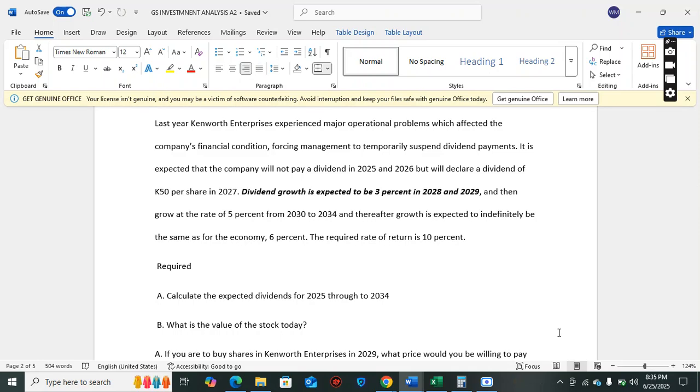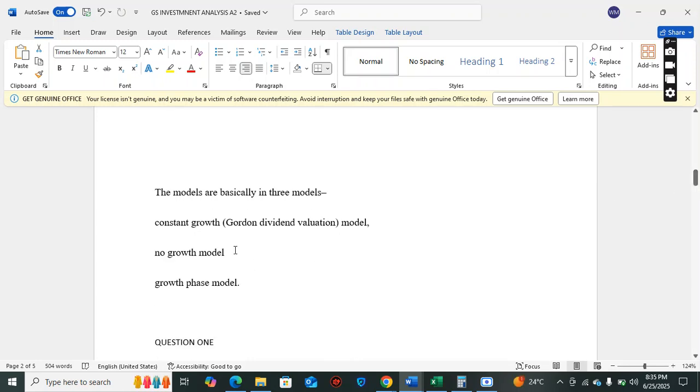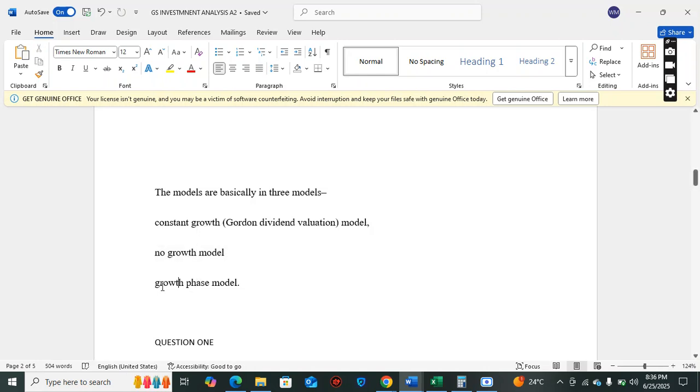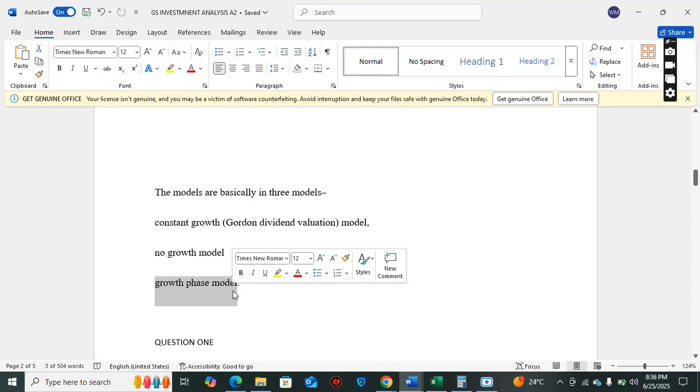Now, an important point: when valuing stock, there are three methods. This is basically the dividend valuation model. There's constant growth, where the dividend is growing at a constant rate forever. This is not what we're dealing with here. There's also the no growth model, where the dividends are not growing. And then you've got the growth phase model. This is where the growth rate will be changing.